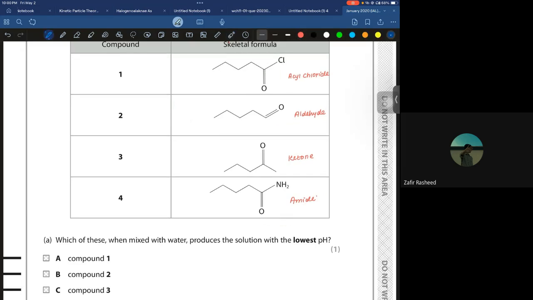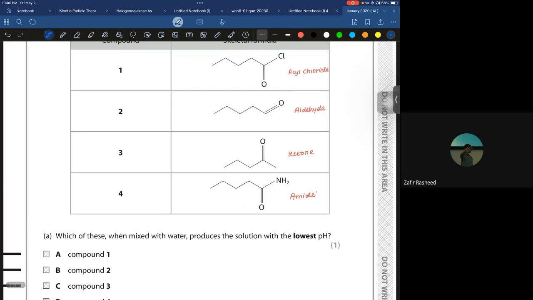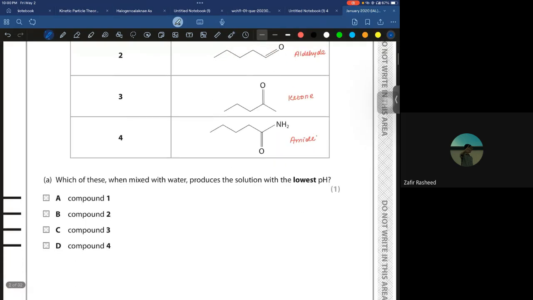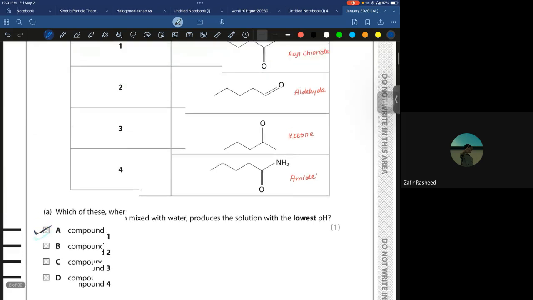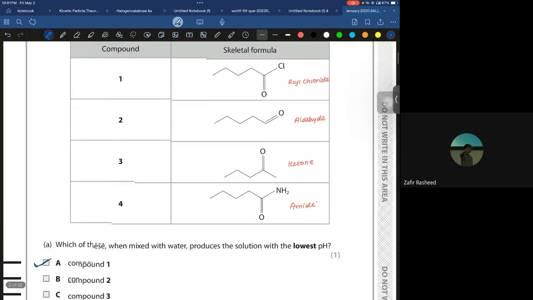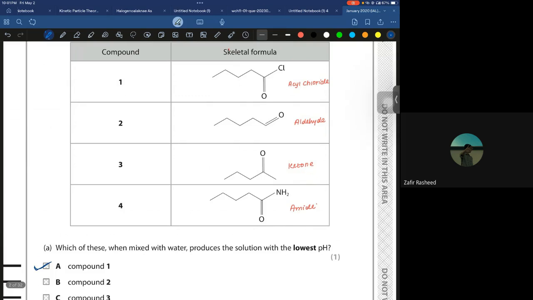When we were doing the theoretical portion of acyl chloride, we discussed that acyl chloride can be hydrolyzed easily due to the very strong partial positive carbon. So that's why I would say compound A is the only compound which can give you the lowest pH, because it forms carboxylic acid after displacement with the OH minus ion. And OH minus ion is coming from water.